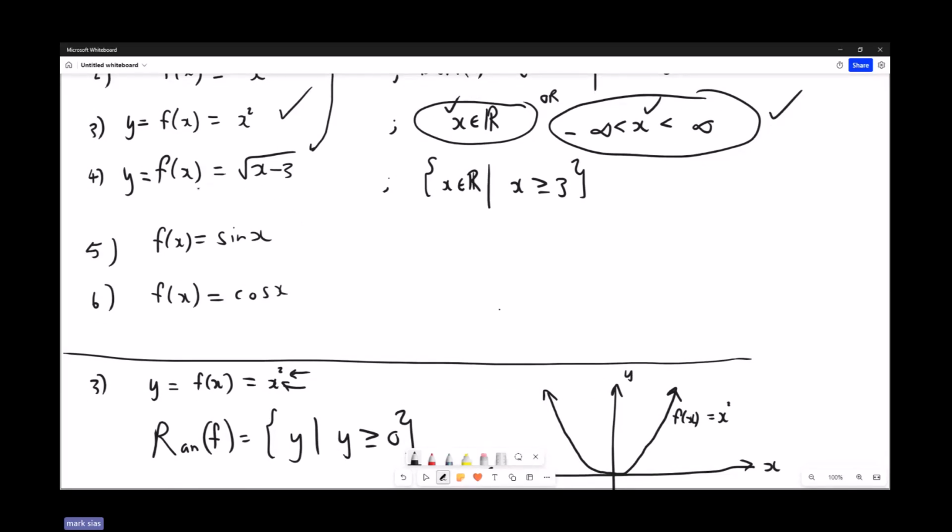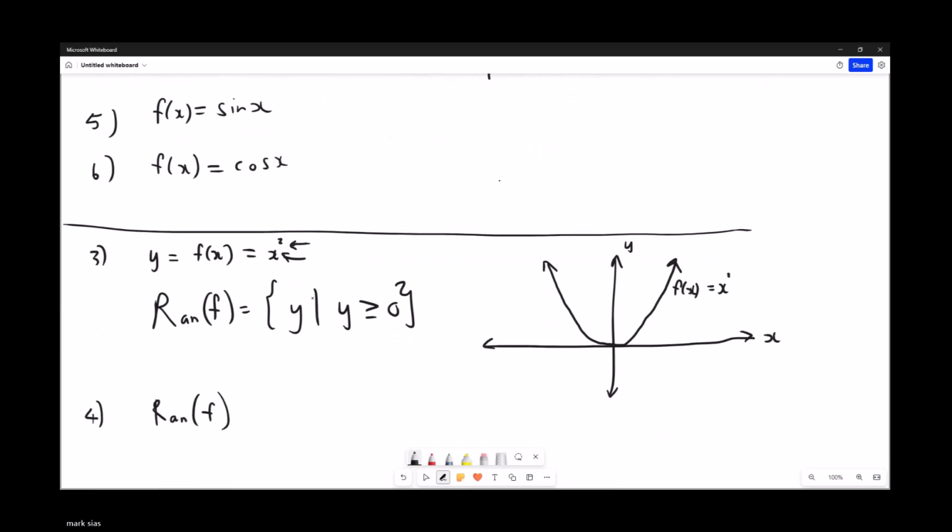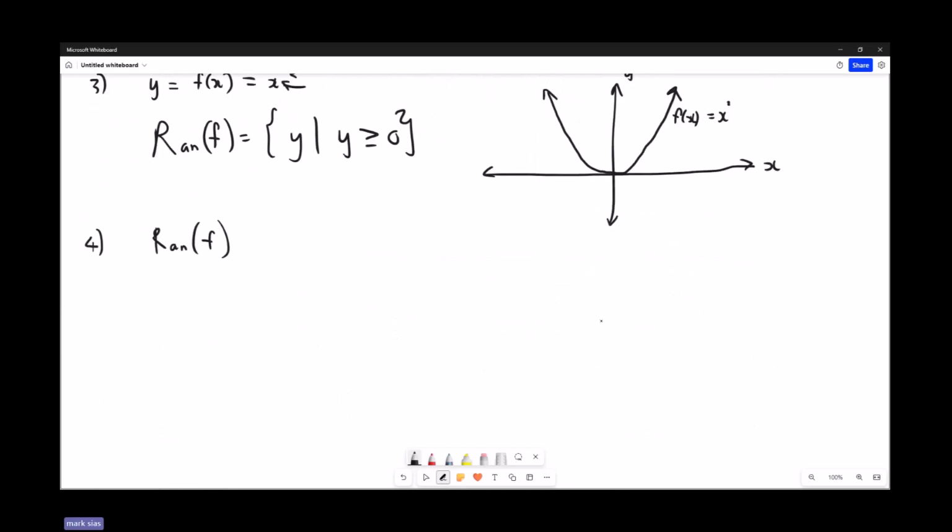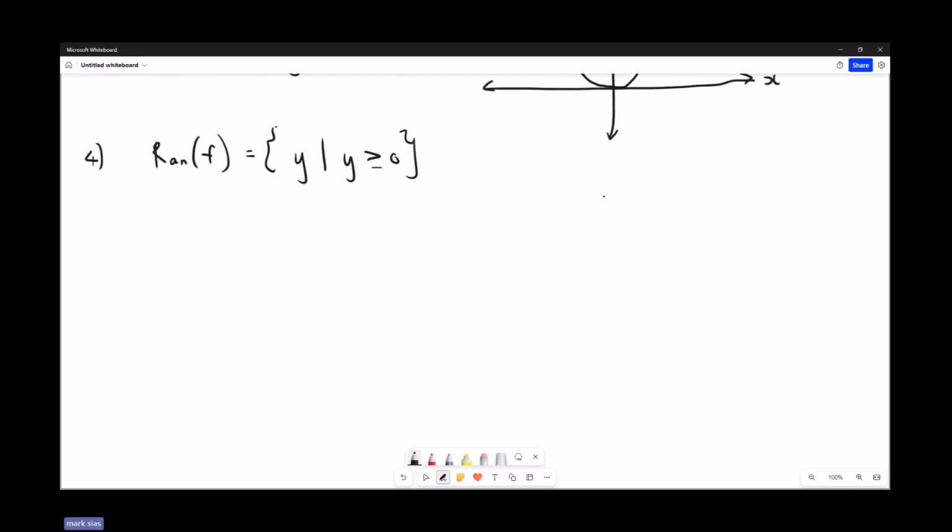In fact, if I were to graph this function, the function would look something like this. Let me try and graph it before I write down the range, okay? She said it's a set of y, an element of the reals, such that y is greater or equal to 0. That's what she said, basically. And if you look at that graph, guys, it looks something like this.